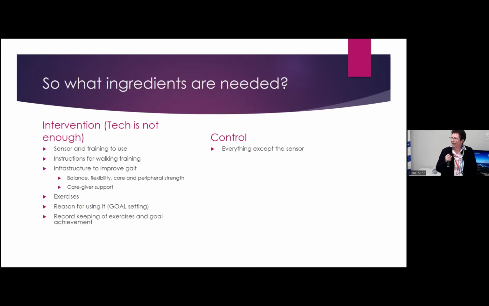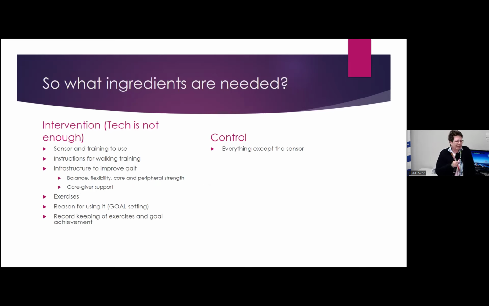So what ingredients are needed? In the intervention, tech is not enough. It's a sensor and training how to use it. You get instructions on walking training, how to walk properly. You have to have infrastructure to improve gait. Infrastructure, I mean the body's infrastructure. They need to have balance, flexibility, core strength, and peripheral strength. You have to have caregiver support. That meant we had to include some exercises.